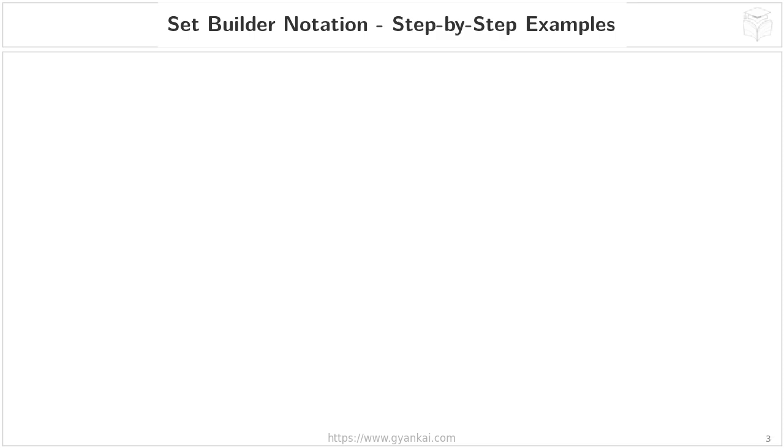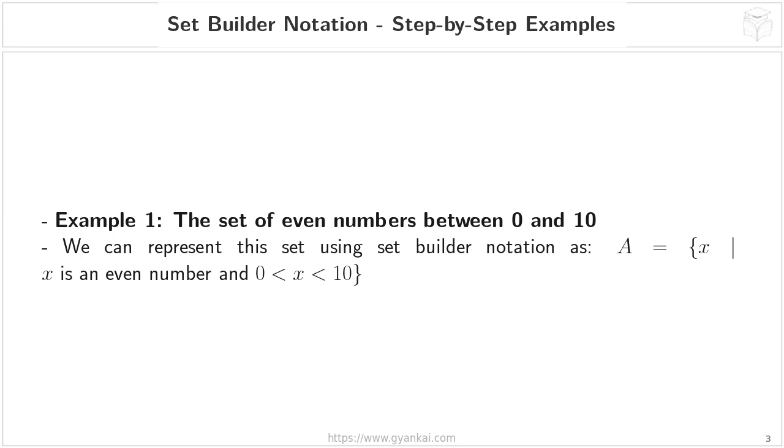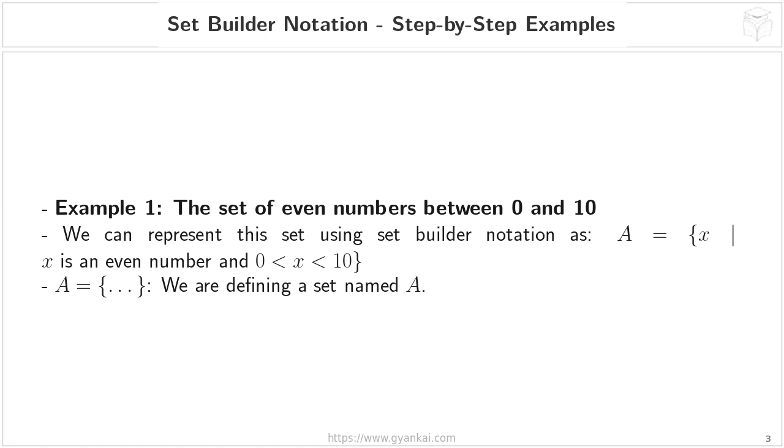Set builder notation, step-by-step examples. Let's move on to our first example of set builder notation in action. As we discussed on the previous slides, this notation is a really efficient way to define sets, especially when listing out all the elements would be tedious or even impossible, like with infinite sets. So here we have example 1, the set of even numbers between 0 and 10. We want to define this set using set builder notation, and we're going to call the set A.